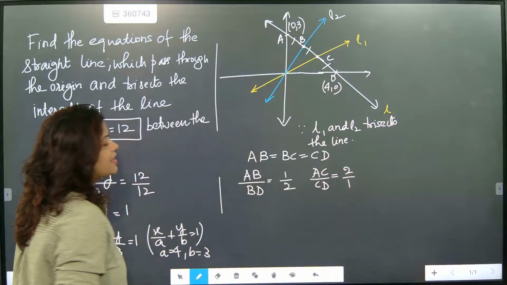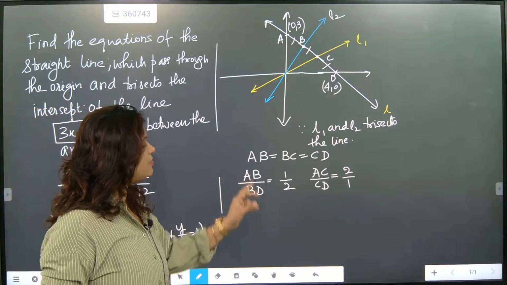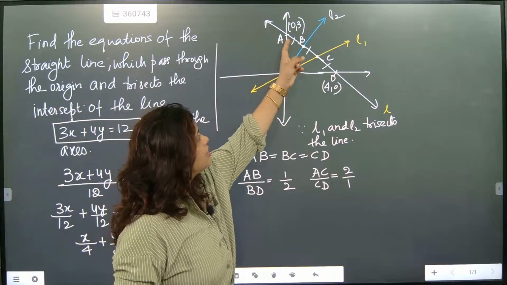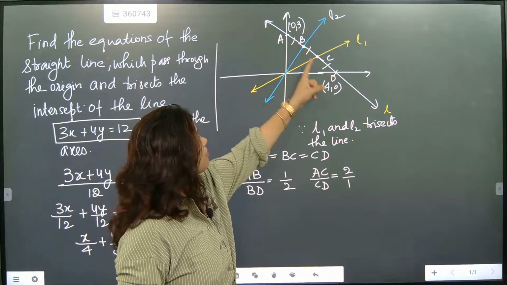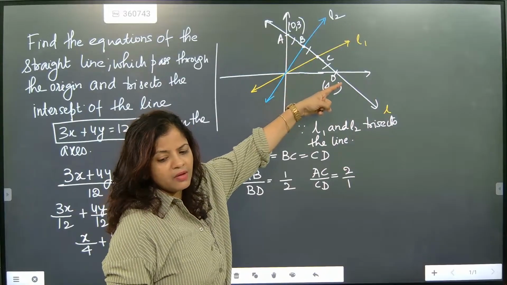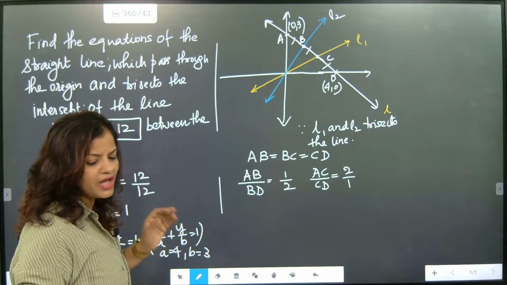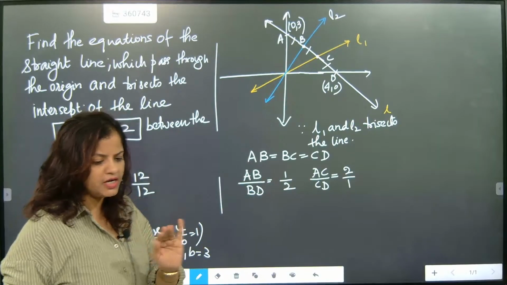So this is exactly the ratio part. We must write the ratio section. So AB by BD, what is the ratio? If we take AB and BD, because line L2 is intersecting, the ratio is coming as AB by BD. So that ratio is coming as 1 by 2. Now we have all the content present there.